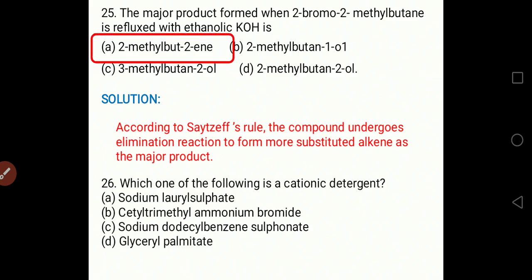Then which of the following is a cationic detergent? Very simple here also. Cationic means, remember, ammonium. Ammonium is there means NH4+, that is cationic. So cetyl trimethyl ammonium bromide is the answer. B.